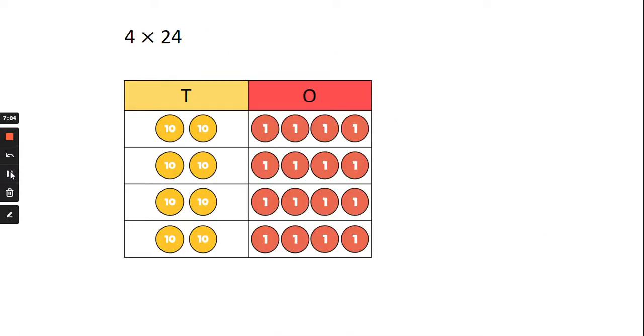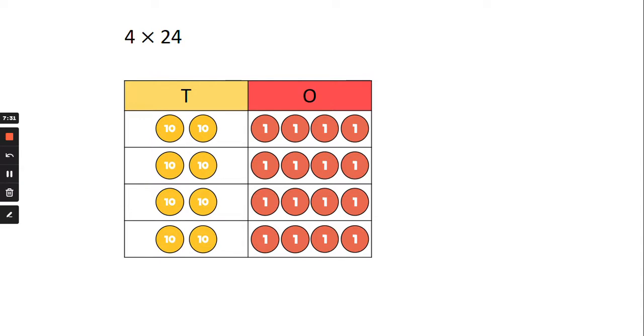Today we are also going to look at how we use the long multiplication. So this looks slightly differently. Here I have a question, 4 times 24, which I've drawn out in a place value chart using place value counters. I've got 2 tens and 4 ones, so that's showing me 24. And it's 24 times by 1, 2, 3, 4, because I have 4 rows altogether.